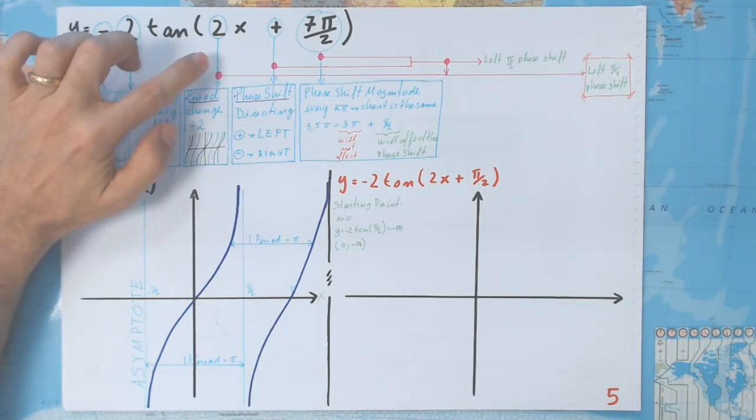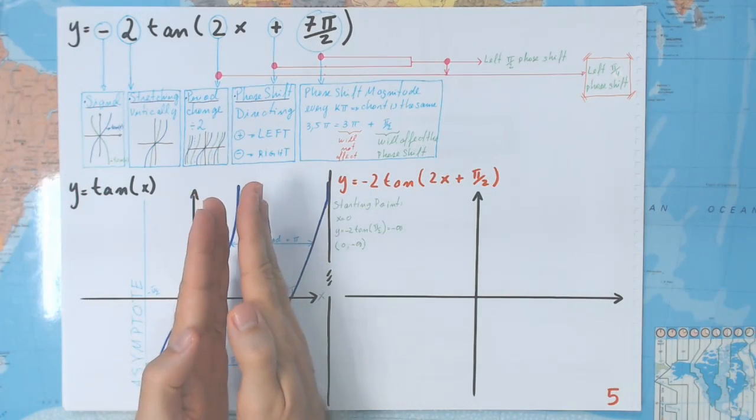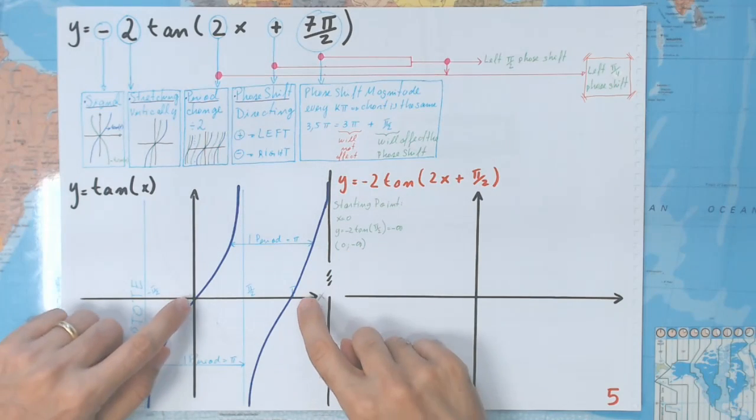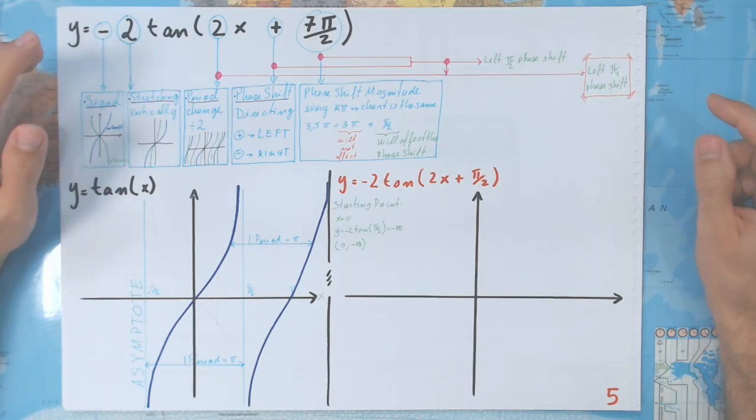Now, the period is just shrinking like this. The more we shrink, the more curves you have per length in here. Nothing new in here.